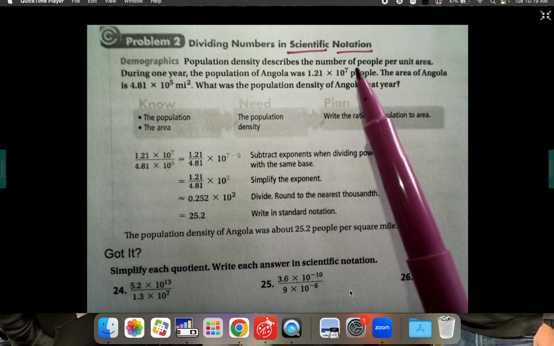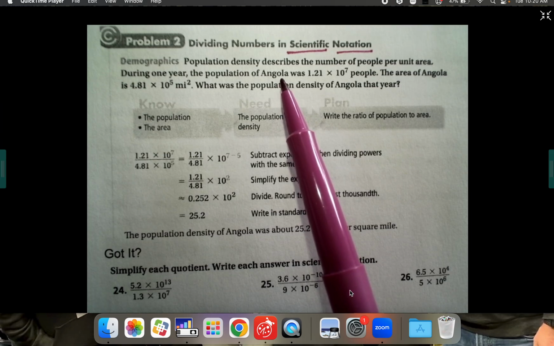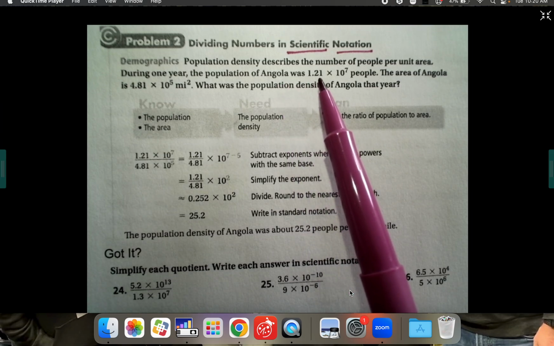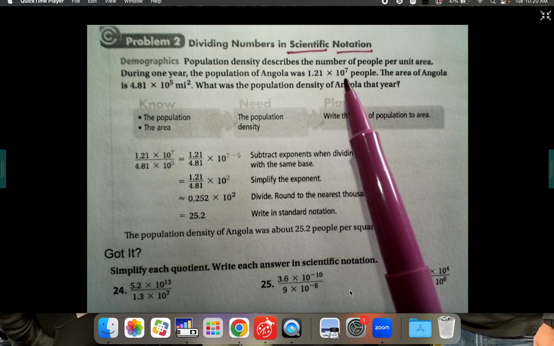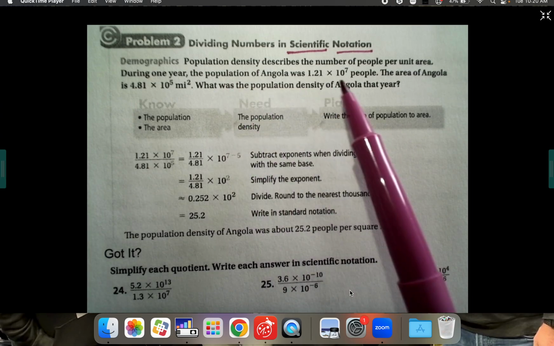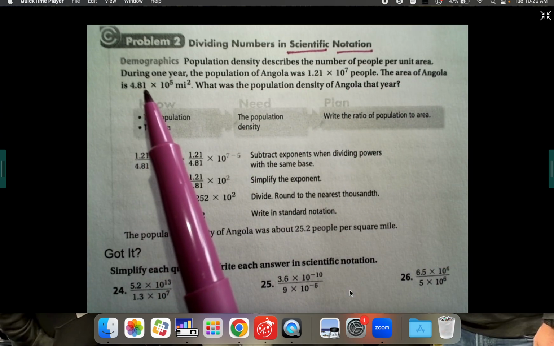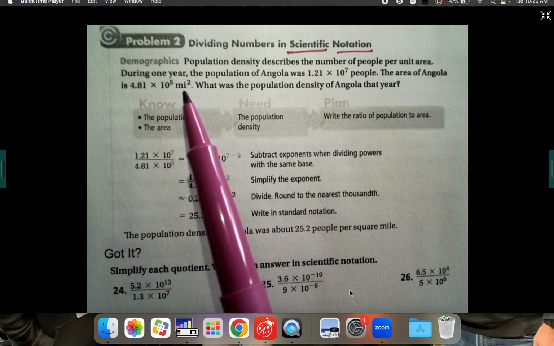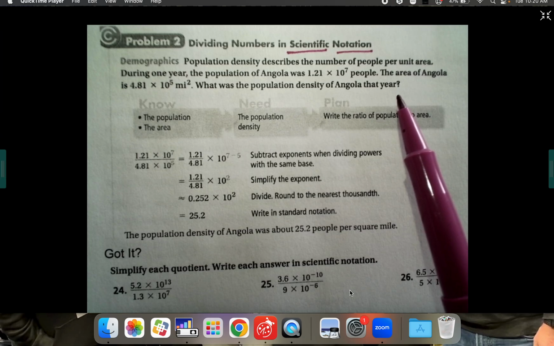Population density describes the number of people per unit area. During 1 year, the population of Angola was 1.21 times 10 to the 7th people. This is an example of when you would use scientific notation, when you're talking about a very large population. So the area of Angola is 4.81 times 10 to the 5th miles squared. So what was the population density?